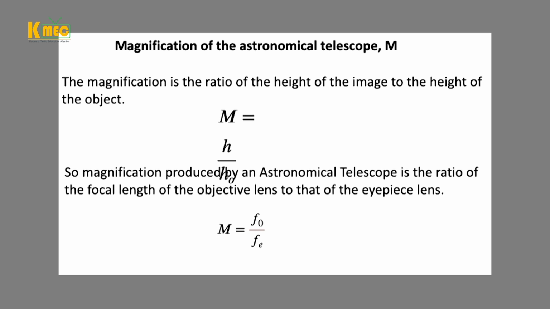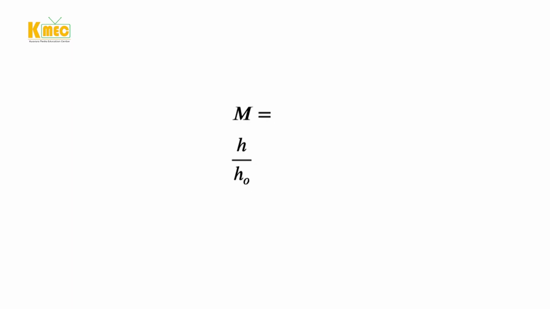Where M stands for magnification, and F naught stands for the focal length of the objective lens, and Fe is the focal length of the eyepiece lens. Can you remember that formula, please? Write it down in your paper: M is equal to H over H naught, and M is equal to F naught over Fe.